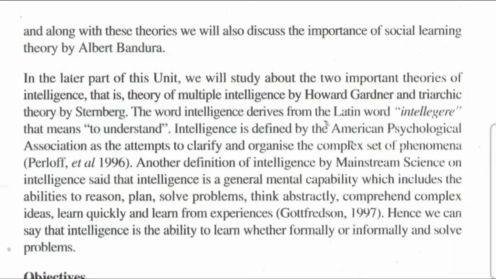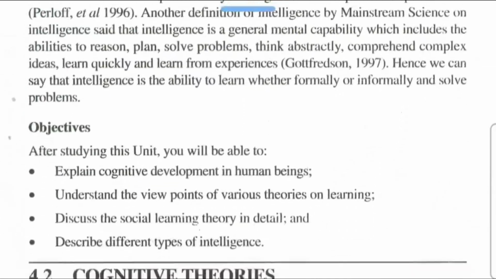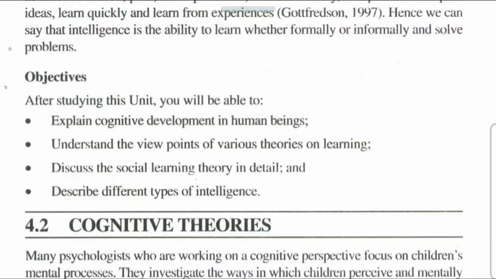The word intelligence derives from the Latin word intelligere, which means to understand. Intelligence is defined by the American Psychological Association as the attempt to clarify and organize a complex set of phenomena, Perloff et al., 1996. Another definition of intelligence by Mainstream Science on Intelligence states that intelligence is a general mental capability that includes the abilities to reason, plan, solve problems, think abstractly, comprehend complex ideas, learn quickly, and learn from experiences, Gottfredson, 1997. Hence, we can say that intelligence is the ability to learn, whether formally or informally, and to solve problems.